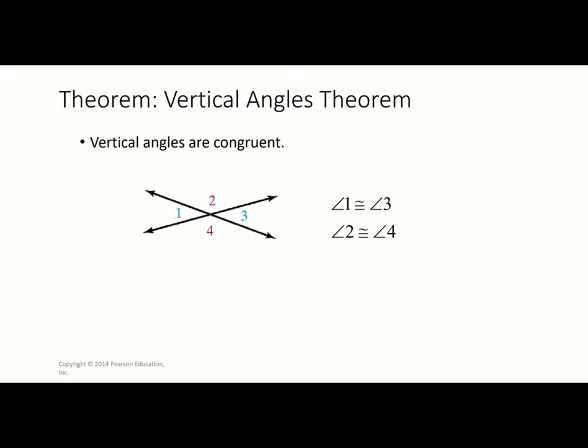Next, we have our vertical angles theorem, and we mentioned this when we talked about vertical angles, how each pair of vertical angles are always congruent. So, and that's what the vertical angles theorem says. It says that vertical angles are congruent.